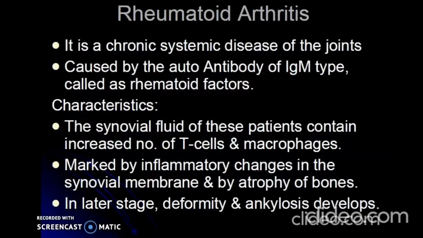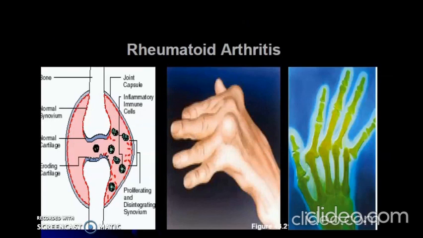Next one is rheumatoid arthritis. It also comes under the systemic or non-organ specific autoimmune diseases. It is a chronic systemic disease of the joints and is caused by autoantibody of IgM type called rheumatoid factors. The synovial fluid of these patients contains increased numbers of T cells and macrophages. It's marked by inflammatory changes in the synovial membrane and by atrophy of bones. In later stages, deformity and ankylosis develop. The joints are swollen and edematous.